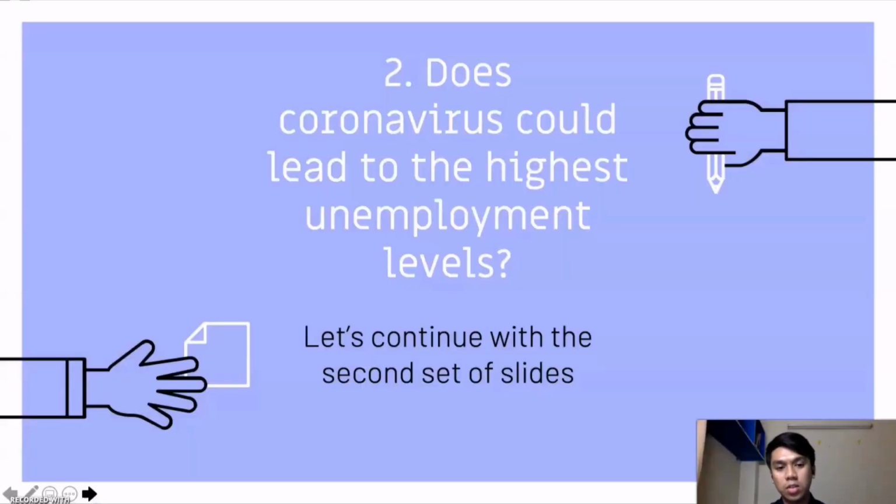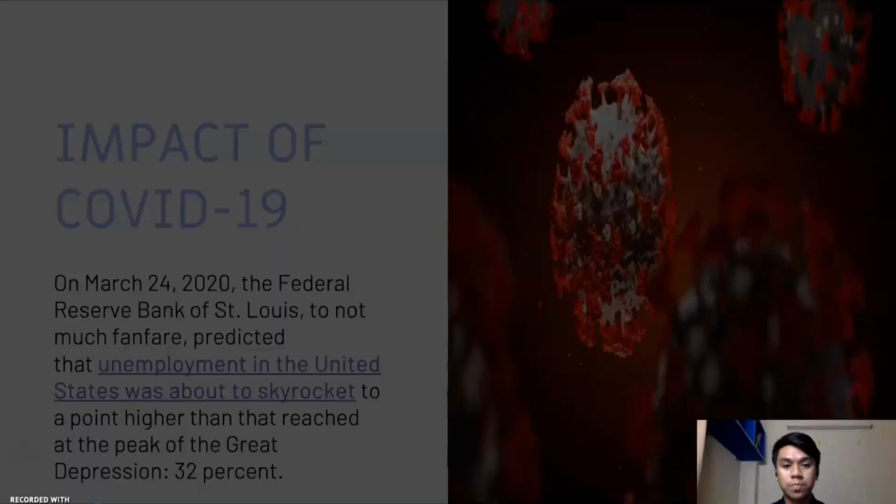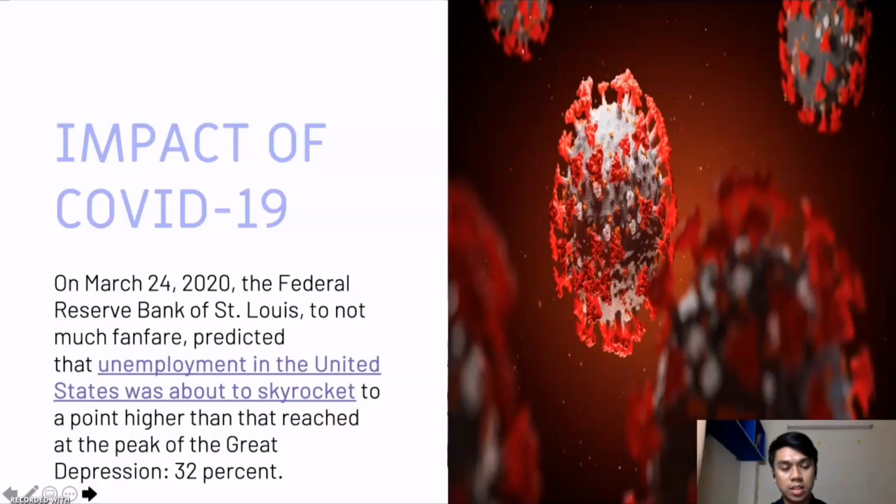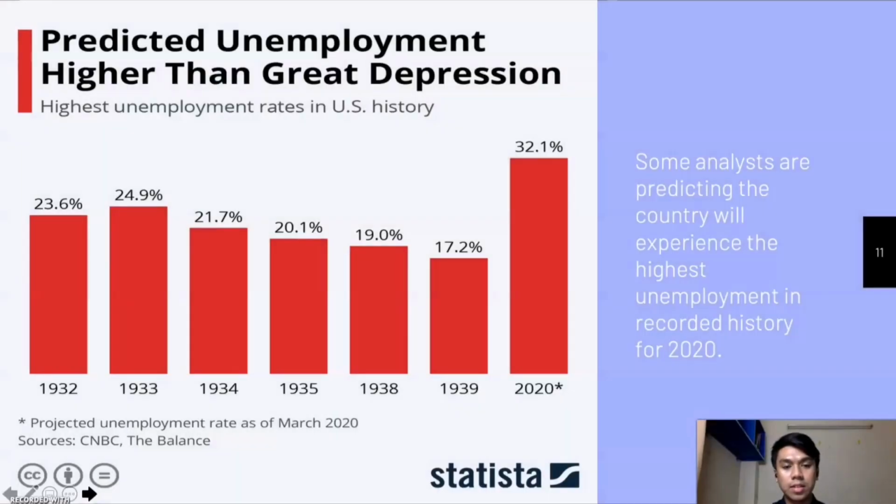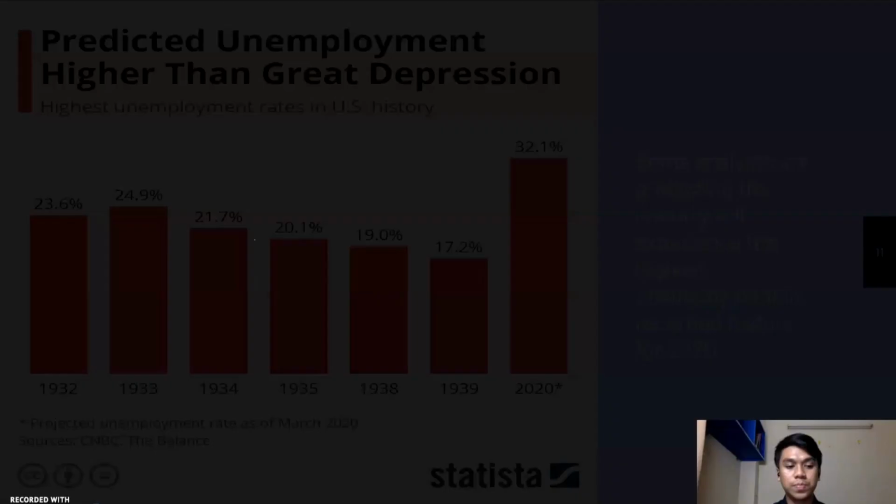Second, could coronavirus lead to the highest unemployment levels? Impact of COVID-19. On March 24, 2020, the Federal Reserve Bank of St. Louis predicted that unemployment in the United States was about to skyrocket to a point higher than that reached at the peak of the Great Recession, which is 32%. This is the table. As you can see, some analysts are predicting that the country will experience the highest unemployment in recorded history for 2020. 2020 is the highest rate since 1932.